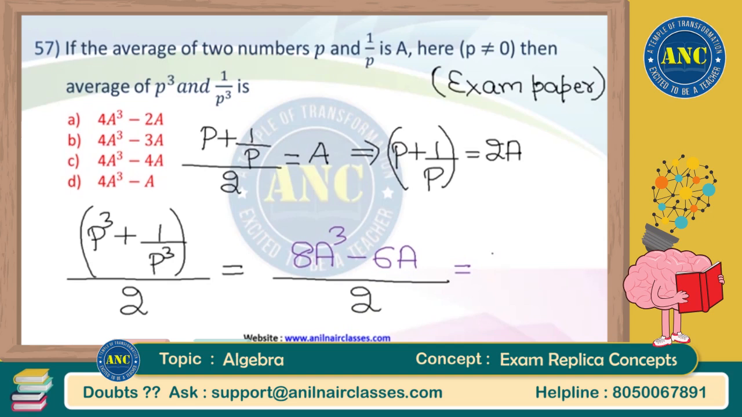8a cube by 2 is nothing but 4a cube minus 6a by 2, which is 3a. Final answer is 4a cube minus 3a. Which option is satisfying? The answer which is satisfying is option B. The right answer for this question is option B.